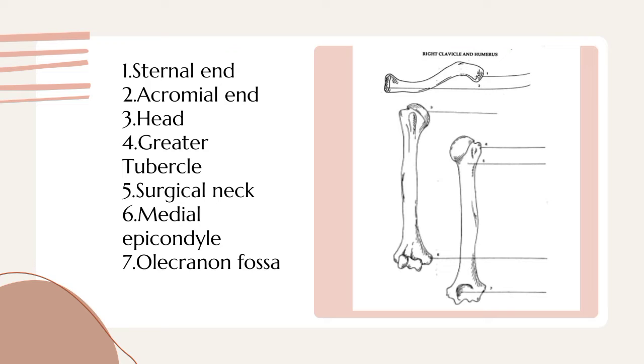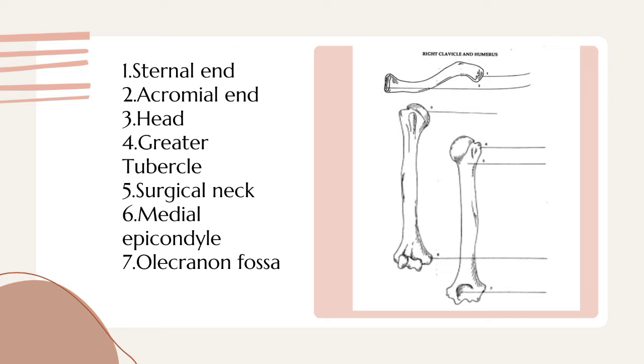It also serves as an attachment point for two ligaments. The two ligaments are the conoid and trapezoid line. Number three is head. The head of the humerus is the articular surface of the upper extremity, which is an irregular hemisphere. Number four is the greater tubercle.